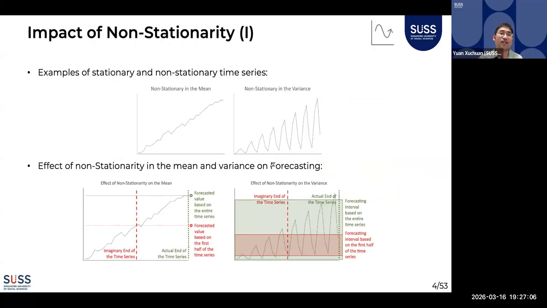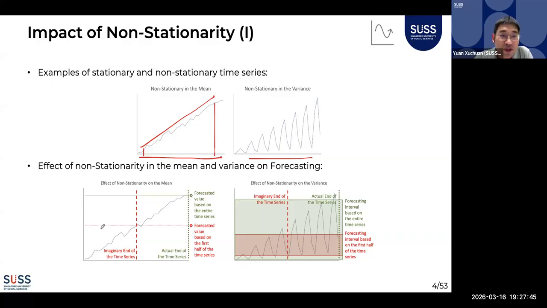Okay, let's look at a simple example. These two time series are not stationary. You can see this has a clear trend, and the mean will be different. For example, at this time point, the mean is here, but at this point, the mean becomes bigger. This is an increasing trend. And the second time series is also not stationary because you can see the variance becomes bigger. The variability becomes bigger. There are clear cycles.